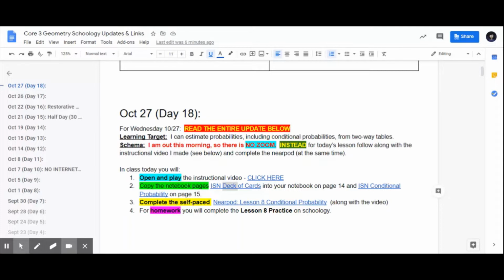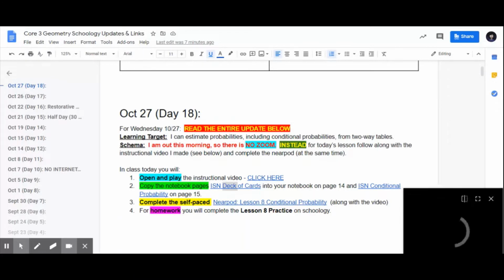So first thing you need to do is open this deck of cards document. It's going to go into your ISN on page 14, and then this conditional probability slide is going to also go into your notebook on page 15. So if you open up the deck of cards, let me show you what that looks like and talk to you about it just quickly.